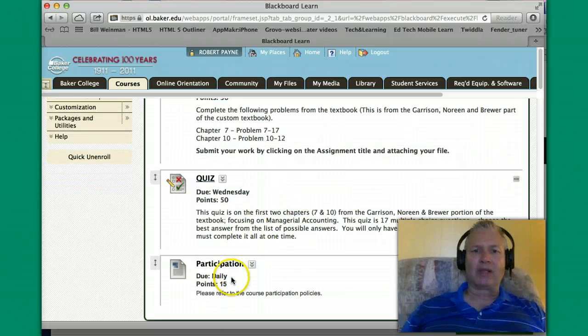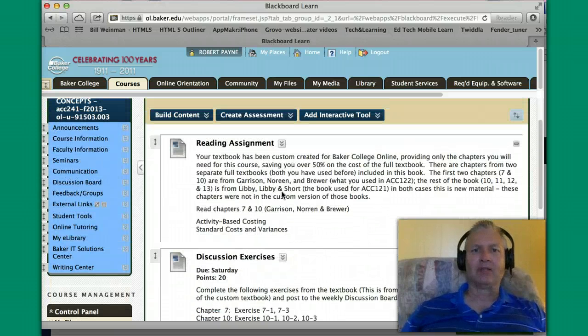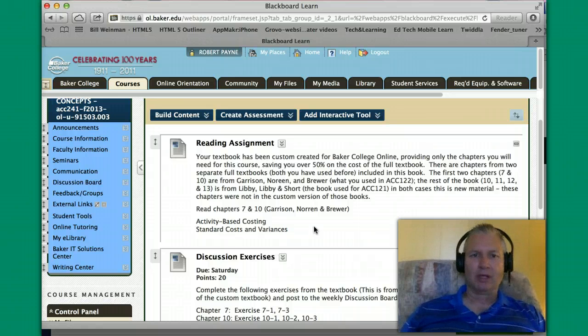And then we have weekly participation each week. Participation is important in my mind. I have a grading rubric in the course to tell you how I'm going to score participation and how that works overall, and the level of importance that I place on participation. So hopefully that'll give you what you need.